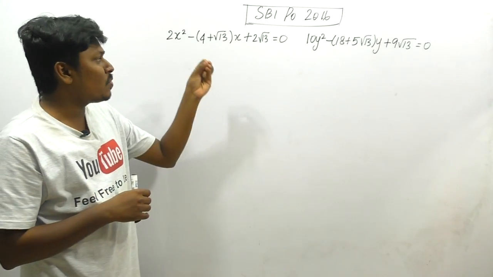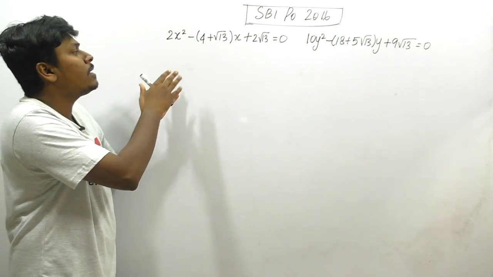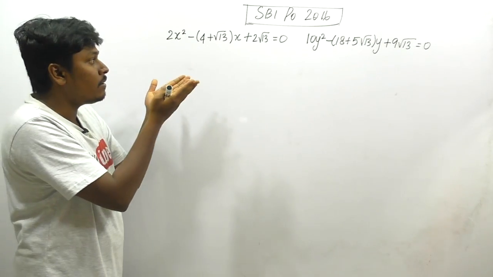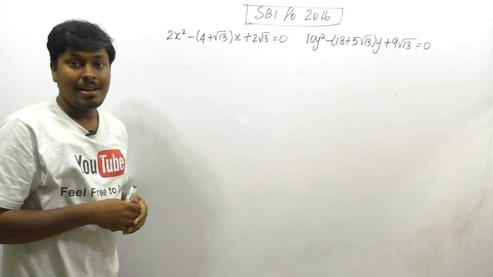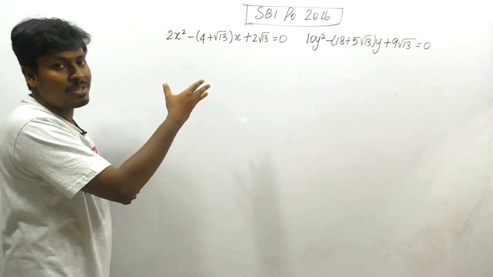Friends, it is a so easy question. By seeing the question only, where you can find 4 plus root 13 plus 2 root 13, you can find it lengthy, right? This takes only 10 or 15 seconds, friends. So easy, right? Follow the same procedure.